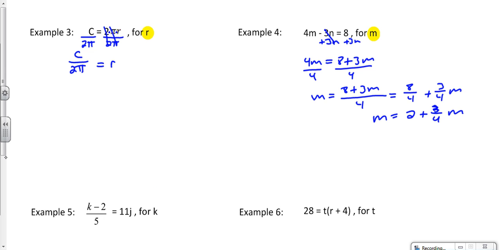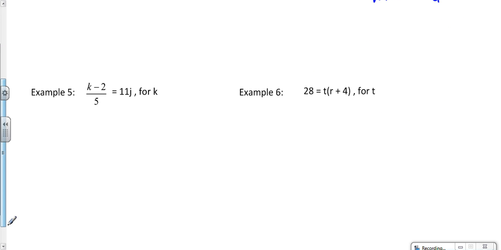The next two, again, first and foremost, what are we solving for? K, and over here it's t. So we want to get k by itself. Well, we have to move the minus 2 and the 5. So when we're undoing, we said subtraction and addition first. But when it's in a fraction form like this, these are actually bound together in the numerator.